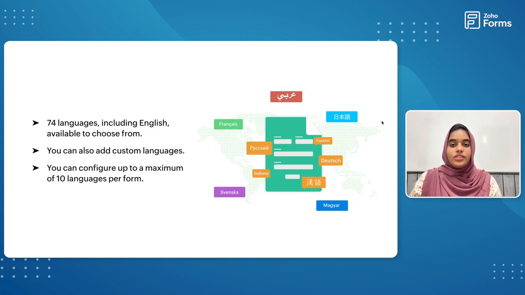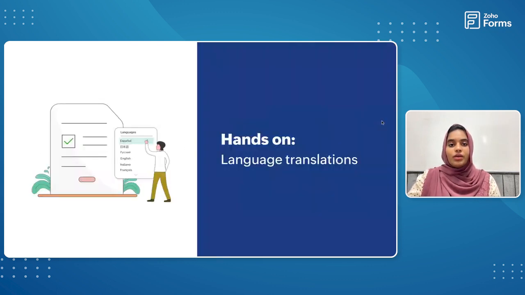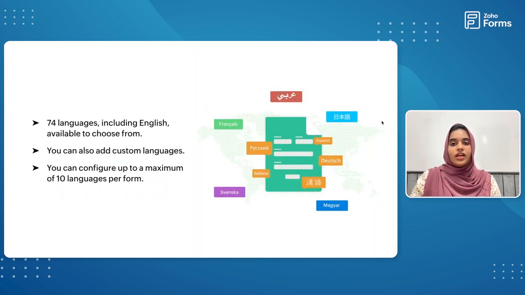Now, using this option, you can share your form in multiple languages, allowing respondents across the globe to understand the questions in their native tongue, and respond appropriately. You can also add in custom languages from a list of verified language codes that we have available. And a good thing to note is that you can customize up to 10 languages. You can translate your form to up to 10 languages per form.